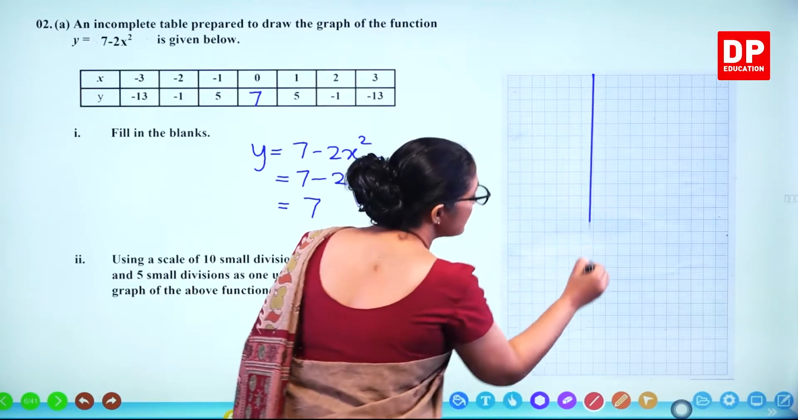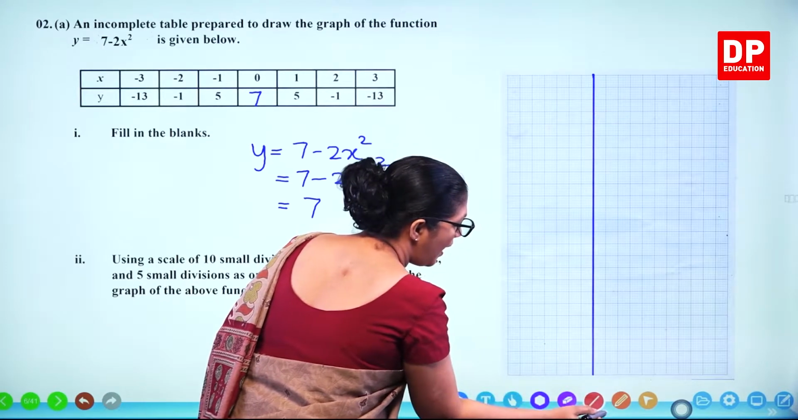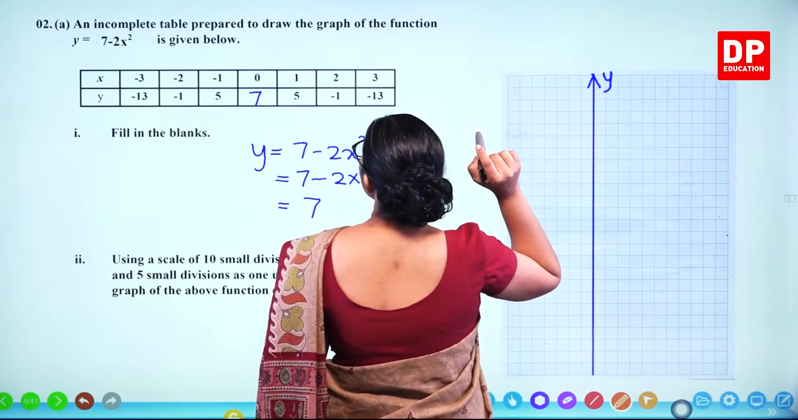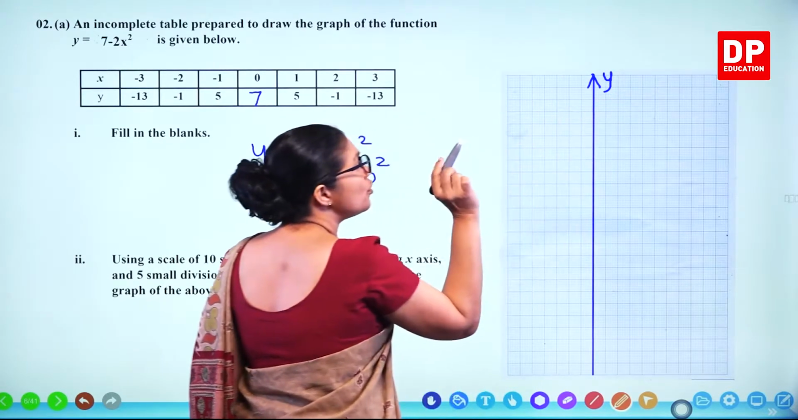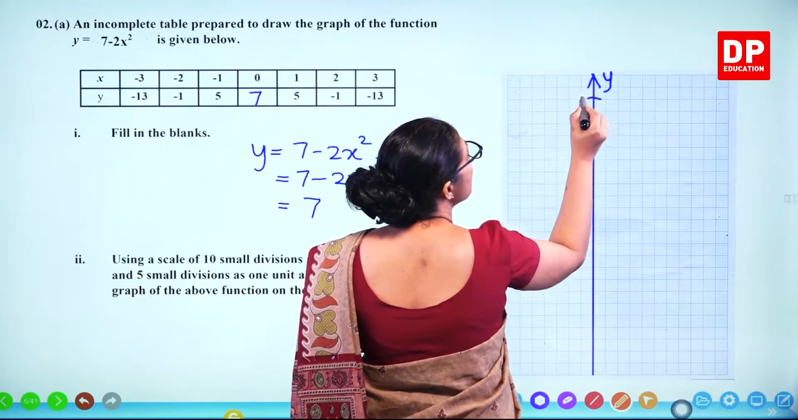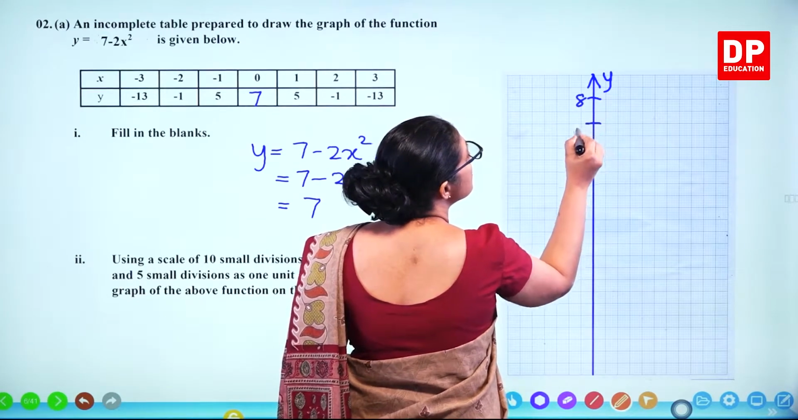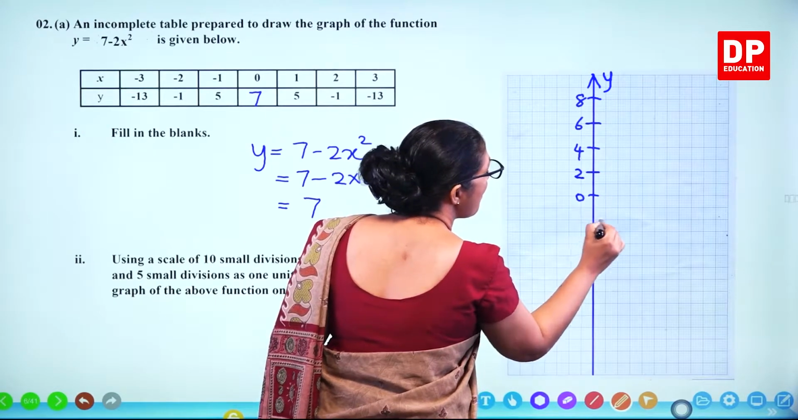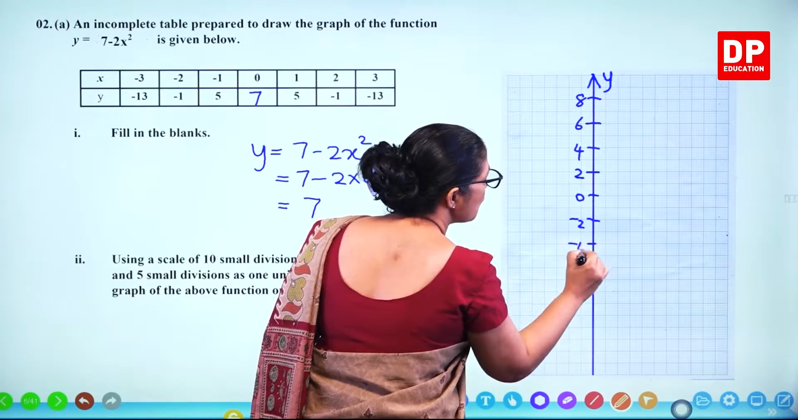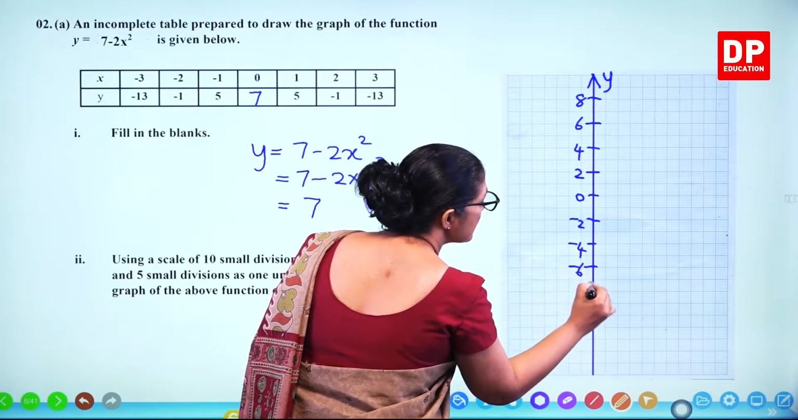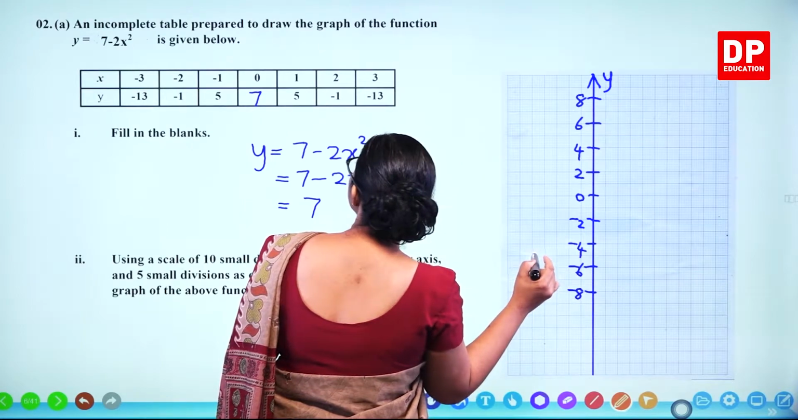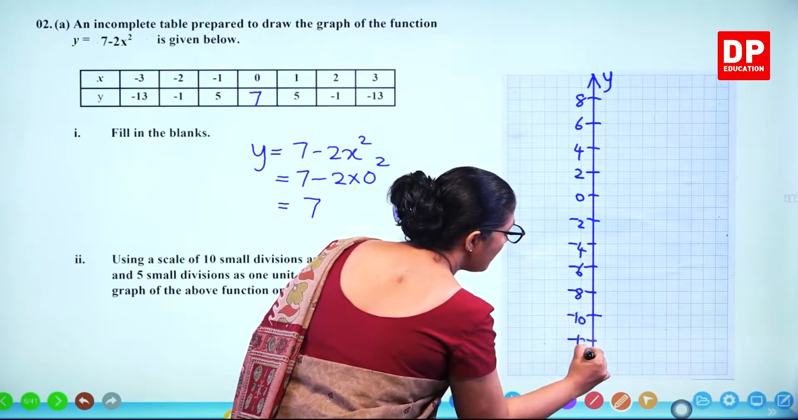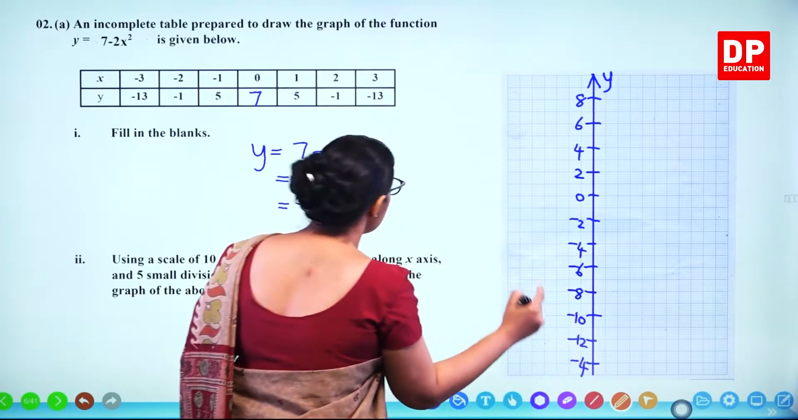Here is the y-axis. And you can mark the values for y starting from 7. So, here 2 units for 10 squares. So, can start with 8, 6, 4, 2, 0, minus 2, minus 4, minus 6, minus 8, minus 10, minus 12 and minus 14 because minus 13 is there.